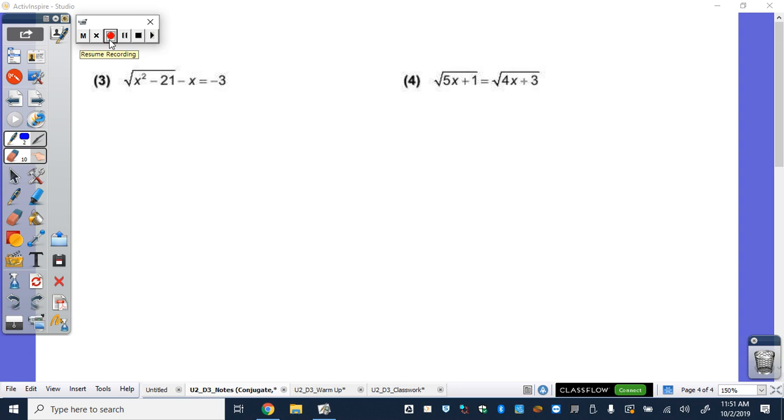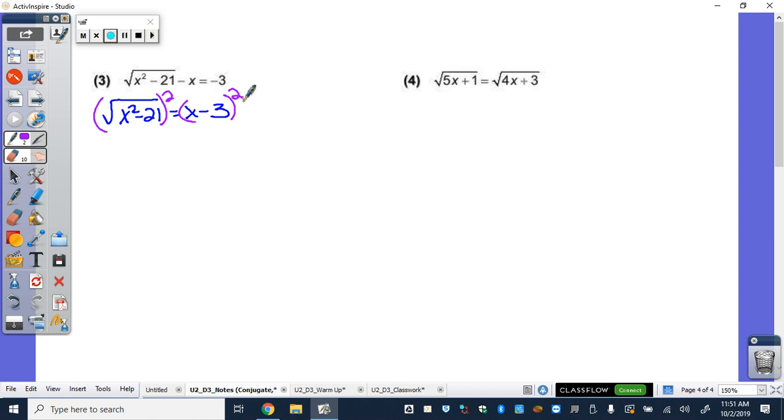All right, let's take a look at number 3 on the back there. So what should our first step be? Add the x over. So square root of x squared minus 21 equals x minus 3. Now what? Square both sides. Great job.